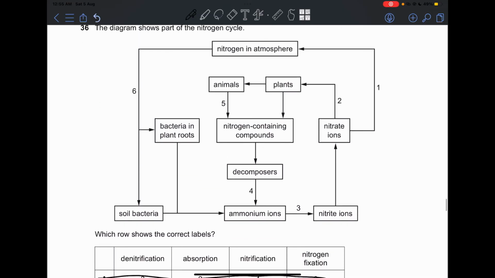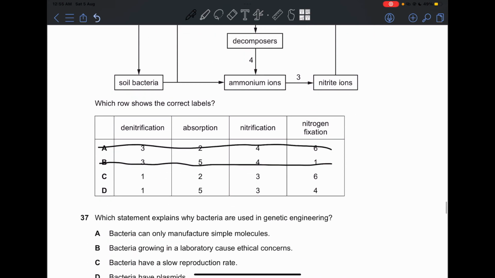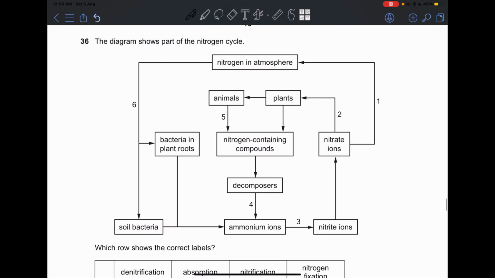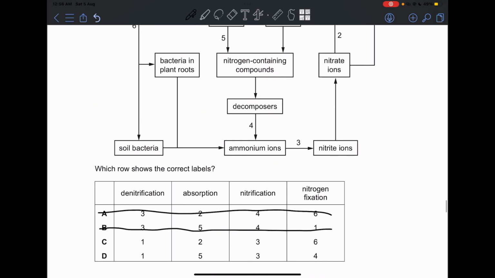Let's see the other steps. Number 2, it is showing us that the nitrate ions have been transferred into plants. So this is actually absorption. So we're going to have to choose number 2 as absorption. So this is answer C. Let's see the other numbers and the other steps. 3 shows that ammonium ions have been transformed into nitrite ions. This is actually nitrification. So our answer is going to be C.